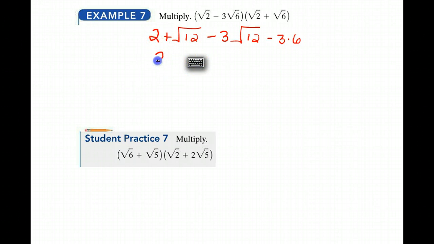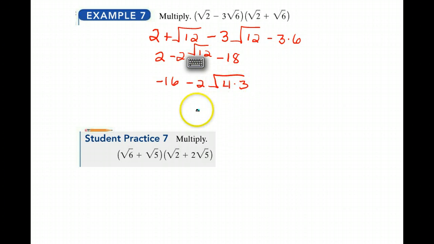As we start the simplification process, I'm going to bring down my 2. We have 1 root 12 minus 3 root 12. So that gives us negative 2 root 12. And negative 3 times 6 is negative 18. Continuing on, 2 minus 18 is negative 16, minus 2 times the square root of 4 times 3, because I want to start to break my 12 into that perfect square.